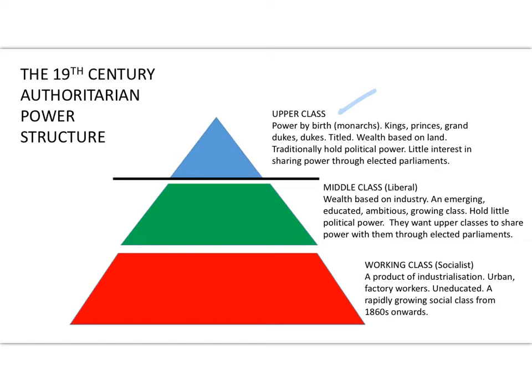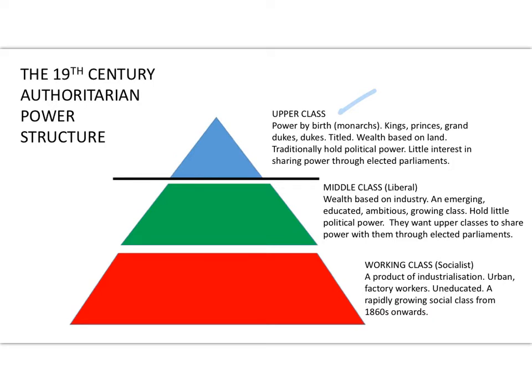What is distinctive about the upper class is that they are, or they were, very, very powerful. They held the political power in the German states. Their wealth was based on land. Most of the monarchs were big landowners.